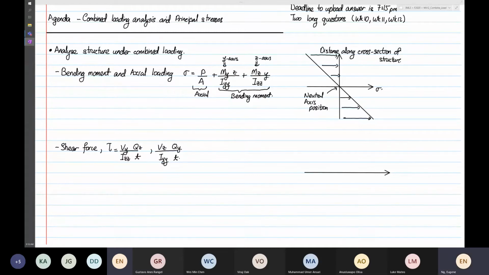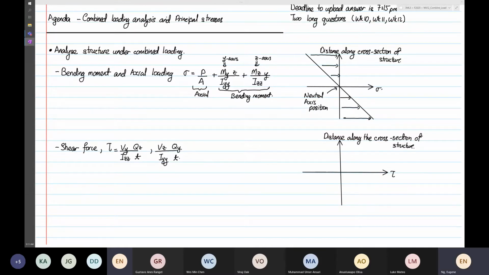Right there, hold on, that is my shear stress. And then I'm going to draw the position of my neutral axis. Sorry, my y-axis, right? So this is our shear stress. This is again the distance along the cross section of the structure.